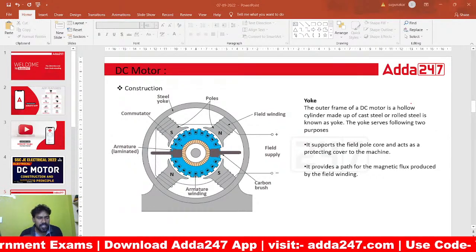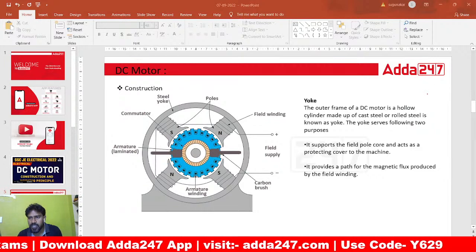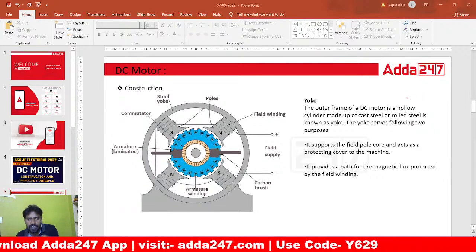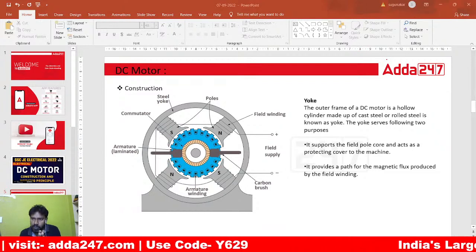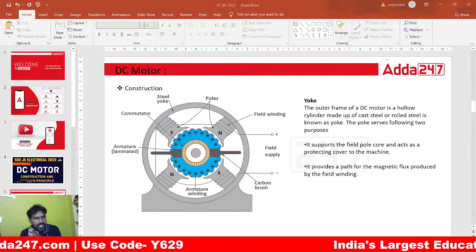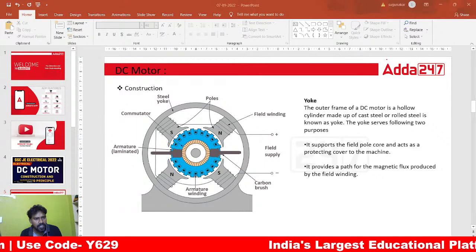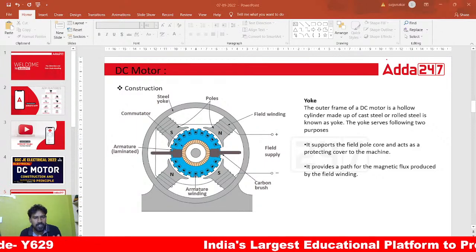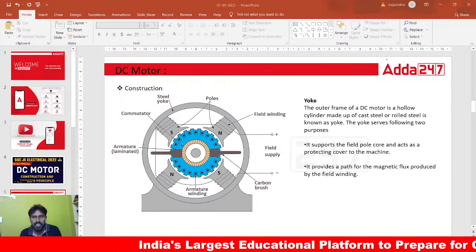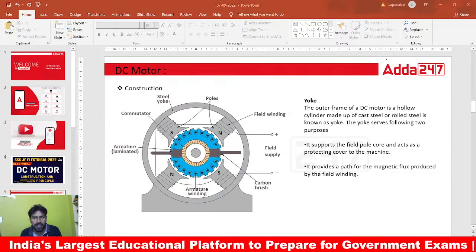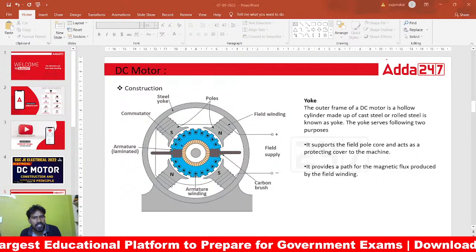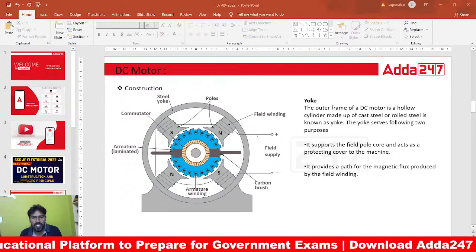So in the armature slot, you can remember, the armature core is mounted on the shaft. It is a rotating device. It rotates between the magnetic poles. So the armature core is made up of soft steel. Okay, you can remember.